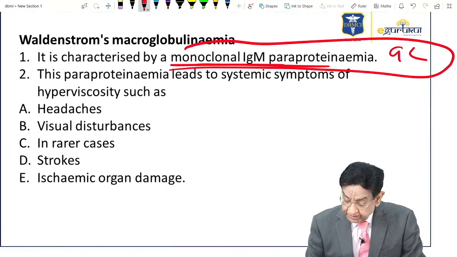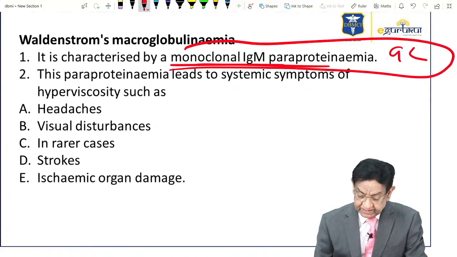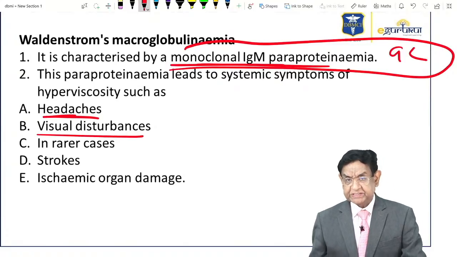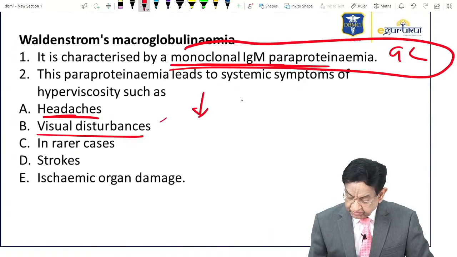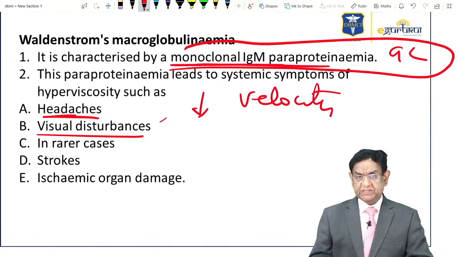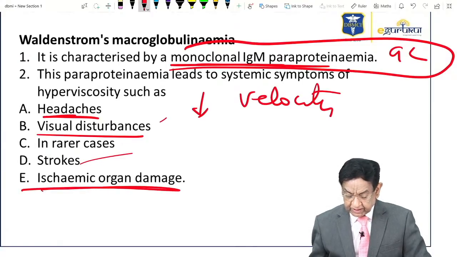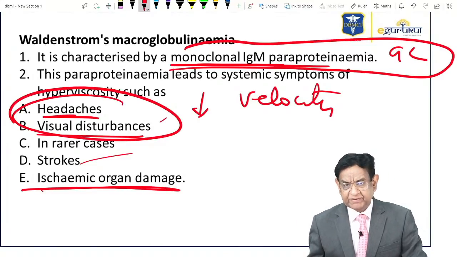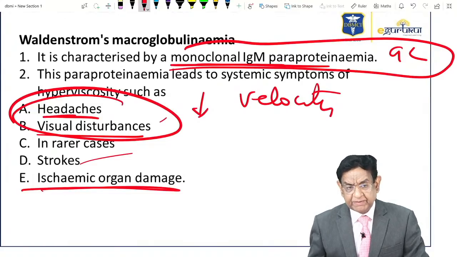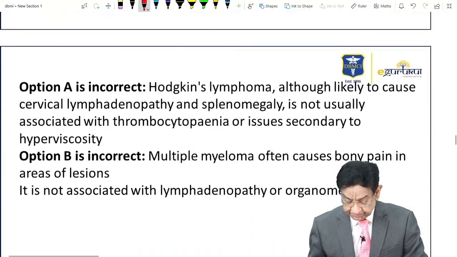from immunology. So let's correlate this high protein with the clinical picture. Headache is there. Visual disturbance, because the retinal vessels are congested, so they have reduced blood flow, reduced velocity, and that leads to visual disturbance. In rare cases, even stroke and ischemic organ damage can be there. But these two are invariably asked in the exam or viva: features of hyperviscosity syndrome, frontal headache in particular, and visual disturbance.